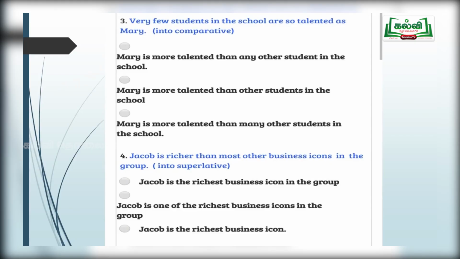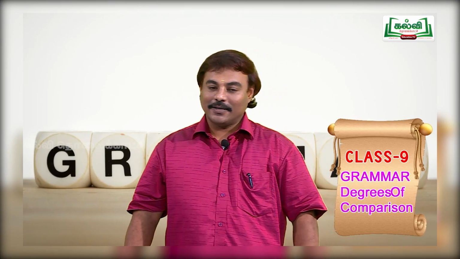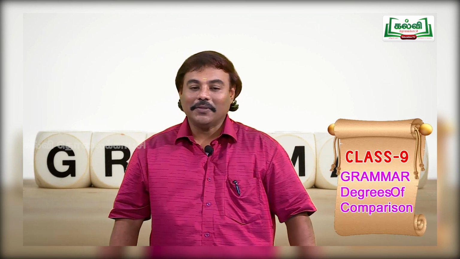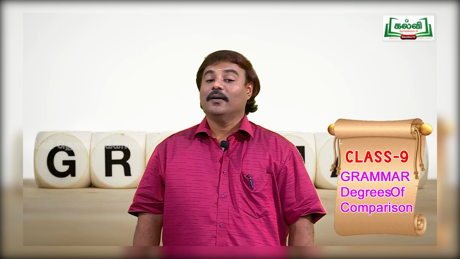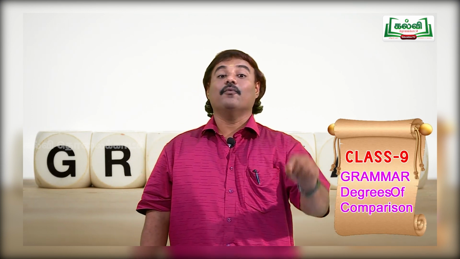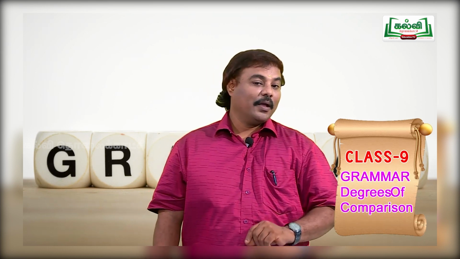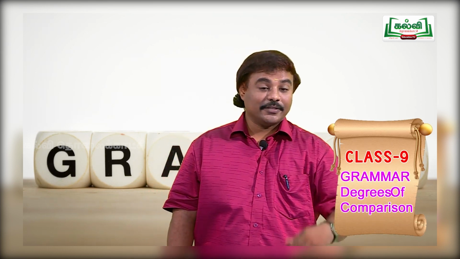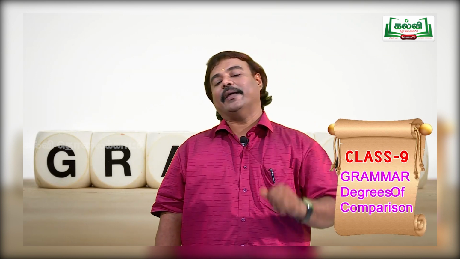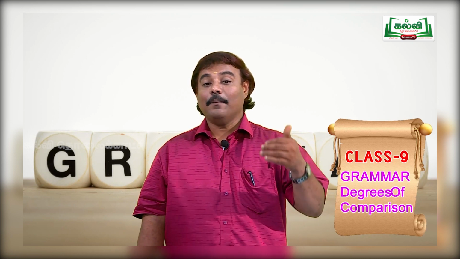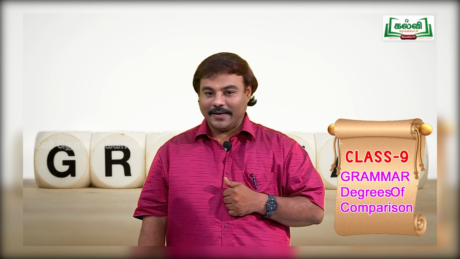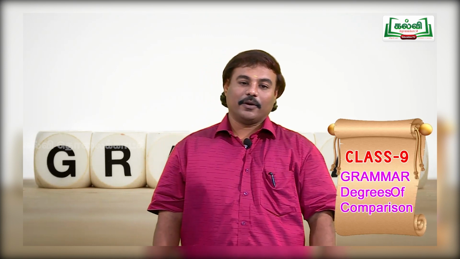Very few students in the school are so talented as Mary. Children, find out the rule, whether it's rule 1 or rule 2. Rule 2. Why? Because it starts with very few. They have asked you to transform into comparative degree. In comparative degree rule 2, it starts with than, most, other, isn't it?